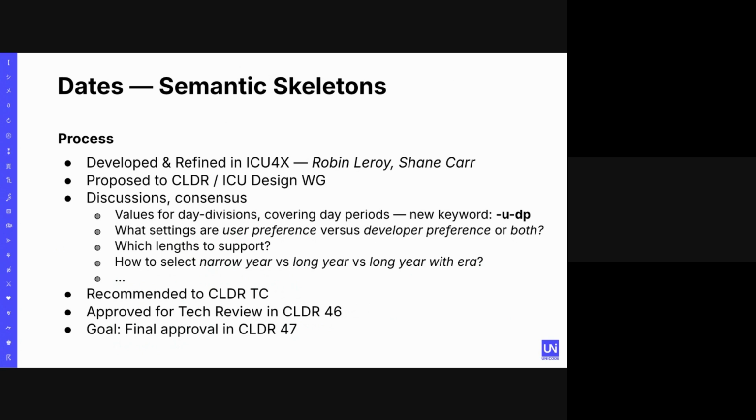Some of the topics were, what are the values for the day divisions, covering the day periods, which resulted in a new keyword proposal. What settings are user preference versus developer preference? Which lengths to support? How to select a narrow year versus a long year versus a long year with era, and so forth. So a lot of this behind the covers is people discussing back and forth and trying to center in on the basic MVP, minimum viable product that would come out, but with room for expansion, and in tech preview with a lot of notes of, well, we could extend this in this way, give us feedback.